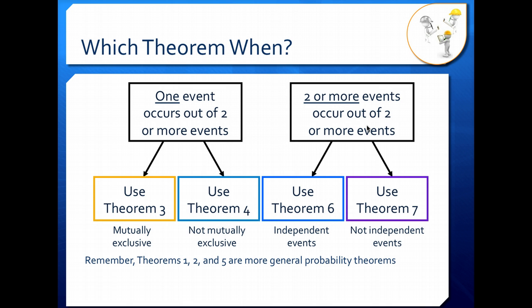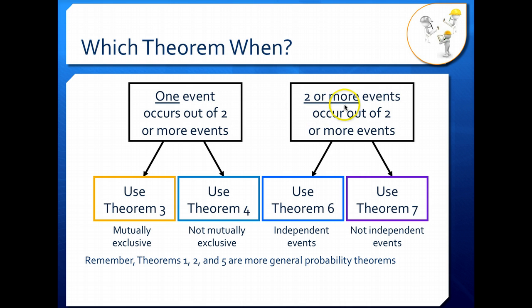To recap which theorem you use in which situation, if you have one event occurring, you're picking one part or one can or one product out of a set of many, you use Theorem 3 when you have mutually exclusive events. So there's no overlap between the events occurring in that one trial. You use Theorem 4 when you have non-mutually exclusive events. So there is some overlap in their probabilities in that one trial.